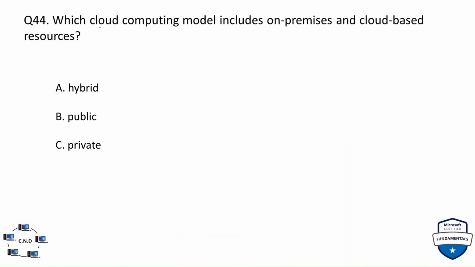Question number 44 is which cloud computing model includes on-premises and cloud-based resources? The options are option A, hybrid, option B, public, and option C, private. And the correct option is hybrid.